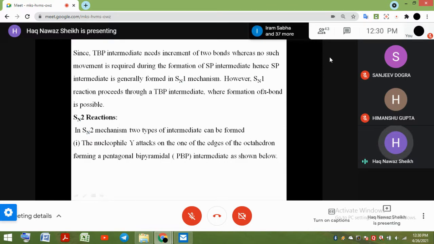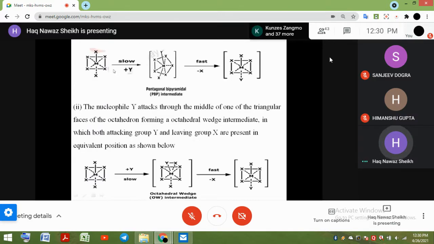So if the attacking group Y attacks the octahedron through the center of an edge, then it forms a pentagonal bipyramidal intermediate. This is how it forms a pentagonal bipyramidal intermediate, and then it loses an X in the first step, forming a hexacoordinate complex. If the nucleophile Y attacks through the middle of one of the triangular faces of the octahedron, remember, an octahedron has 8 triangular faces, it forms an octahedral wedge intermediate.